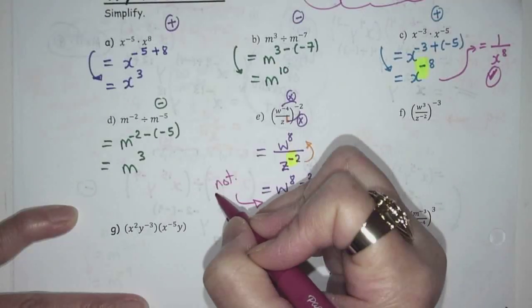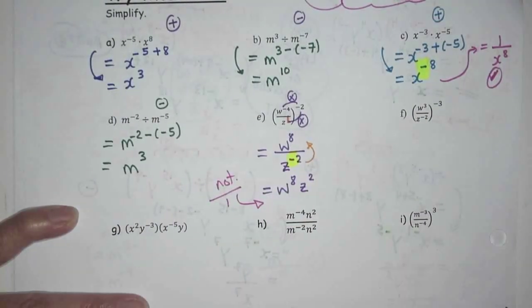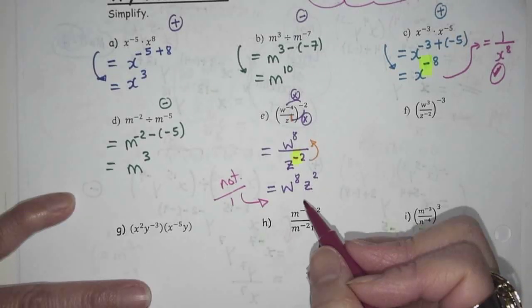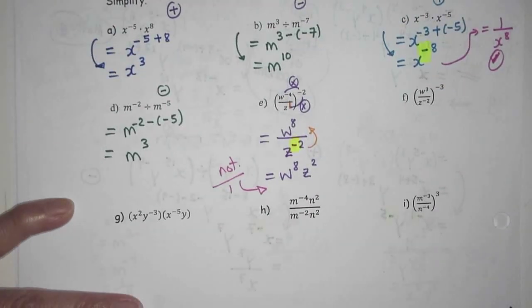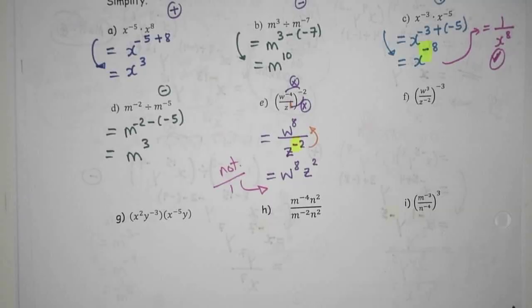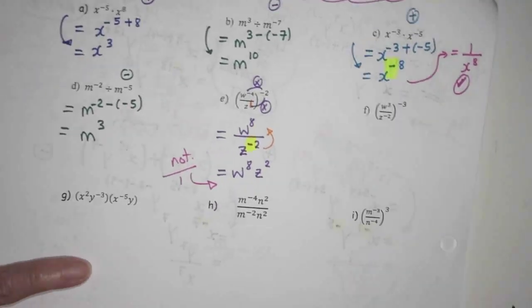Okay, so it's not over 1. You don't need the over 1 anymore. If you do write it, you would just rewrite it again without the over 1. You can take that away.